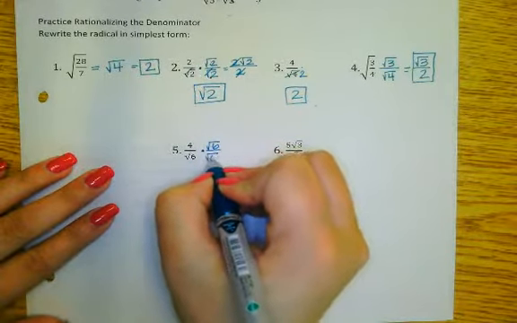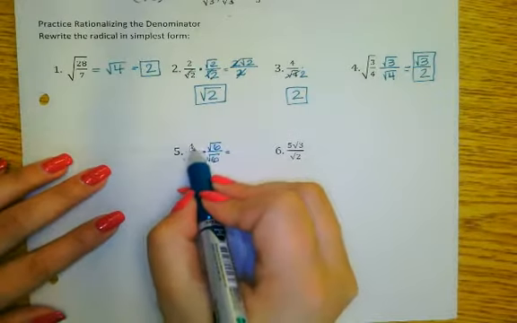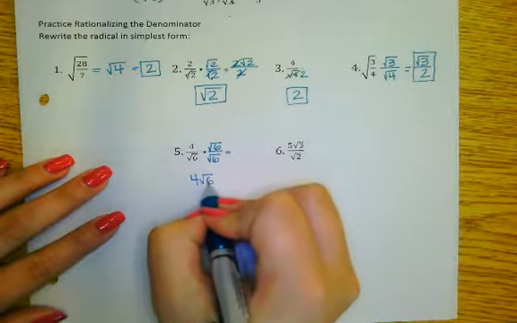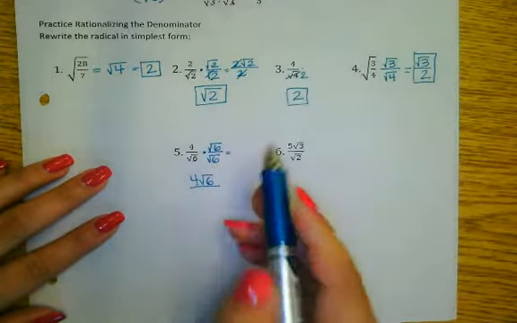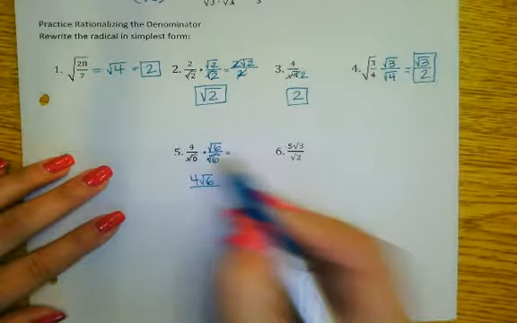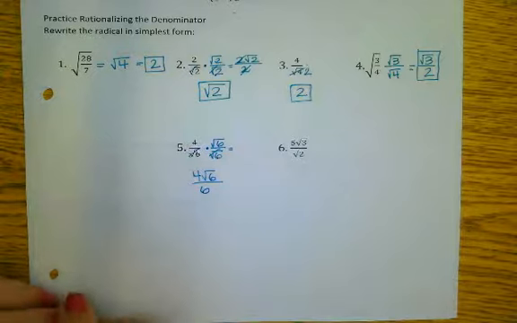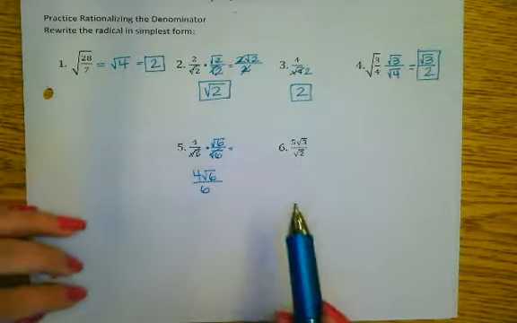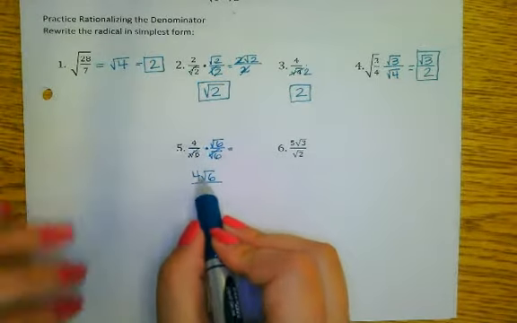When I multiply 4 times a radical 6, I get 4 radical 6. When I multiply radical 6 times radical 6, my square roots undo each other, so I'm just left with the number underneath the radical, which is 6. Make sure you don't make the mistake of multiplying those numbers together. Then I have 4 radical 6 over 6. Can this simplify any further?